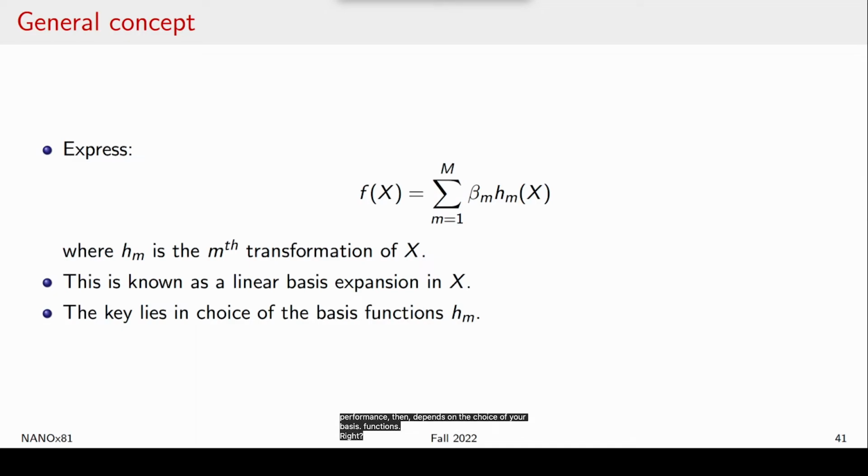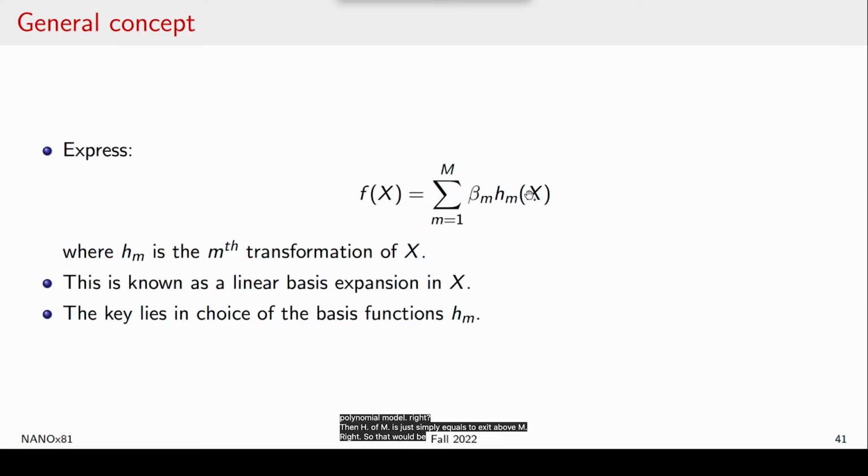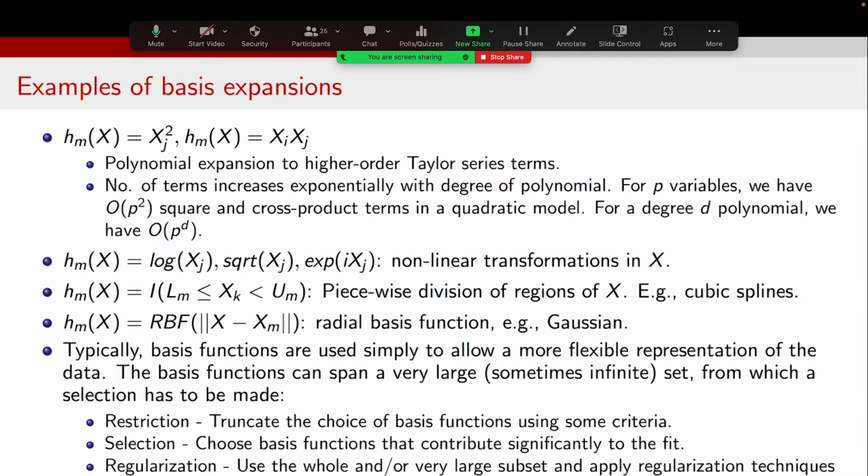So the h of m, how do you choose h of m, right? Hypothetically, let's say I want to create a polynomial model, right? Then h of m is just simply equal to x to the power of m, right? So that will give me beta 1 x plus beta 2 x squared plus beta 3 x cubed plus beta 4 x to the power 4, and so on and so forth, okay? So that's one way of transforming x. Now, we don't actually have to use polynomials, but that is basically one potential function, right? So that's the first one that we see here.